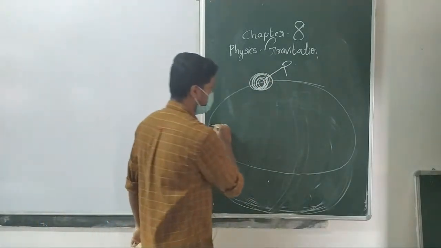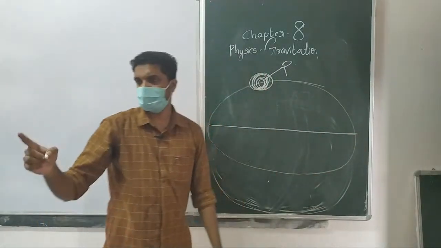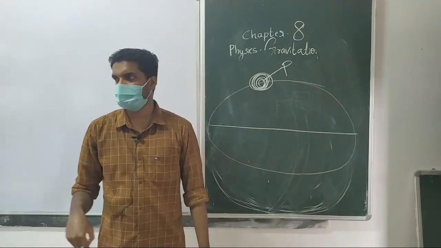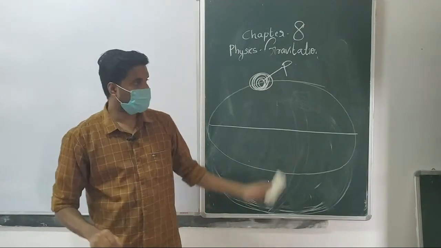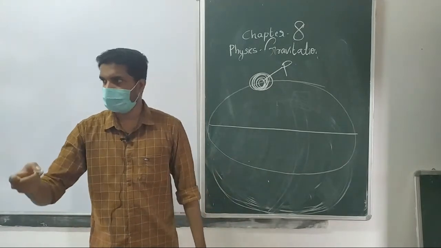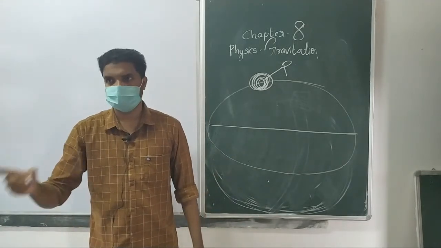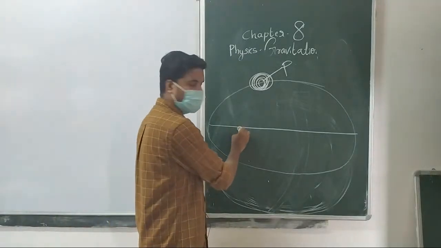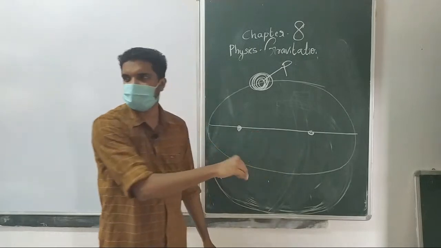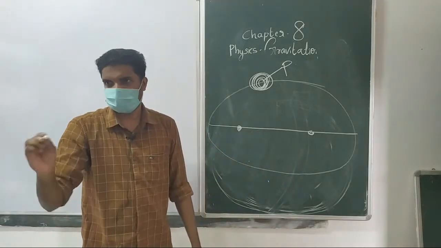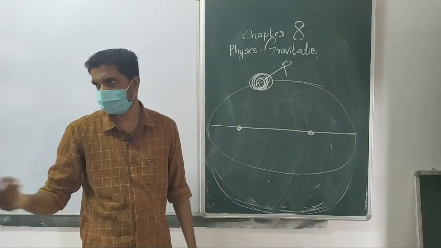So see students, do you know how many centers there are for a circle? One center is there for a circle. But for an ellipse, there are 2 centers. We will call it a focus. So the first focus will be here, the second focus will be here. Plural is foci, F-O-C-I.